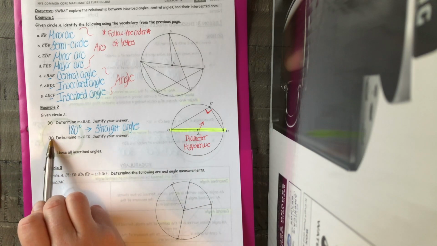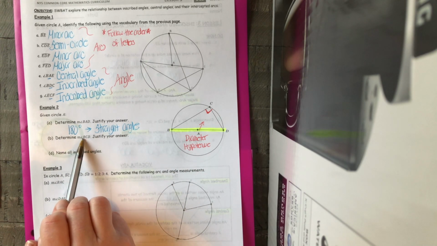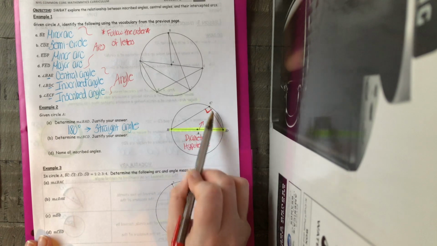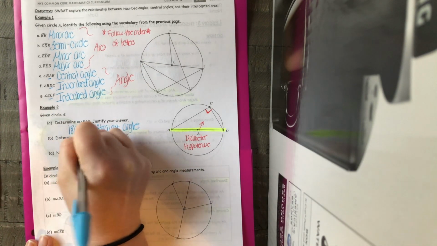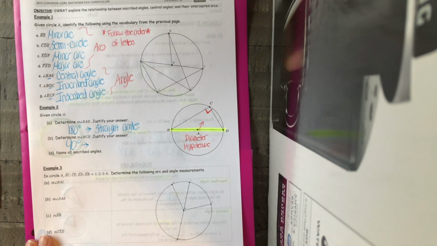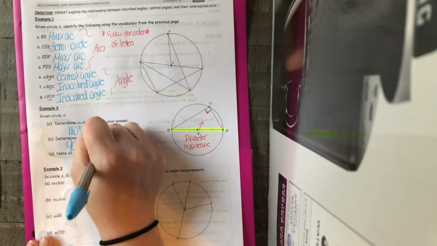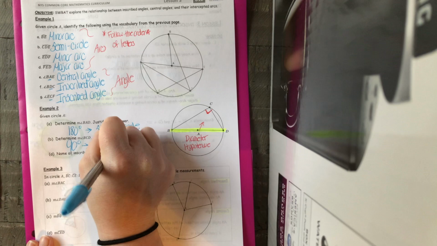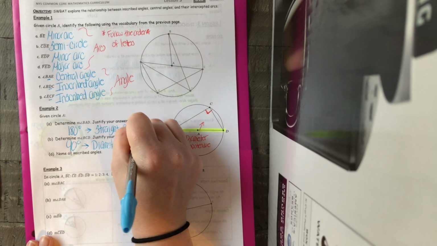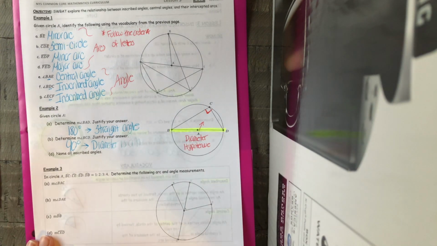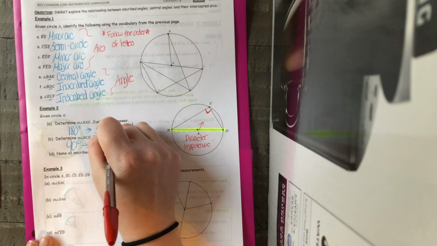So if I look at part B again, it says, what's the degree measure of BCD? Well, BCD has to be 90 degrees. And again, I know it's 90 degrees because the diameter is a hypotenuse here. I am running out of ink.